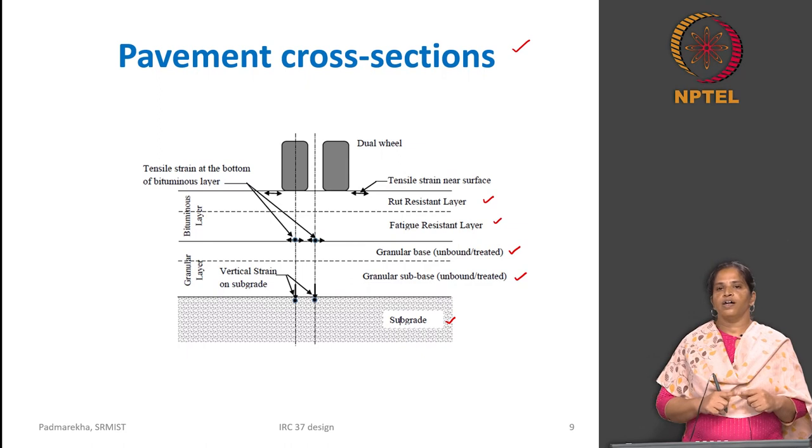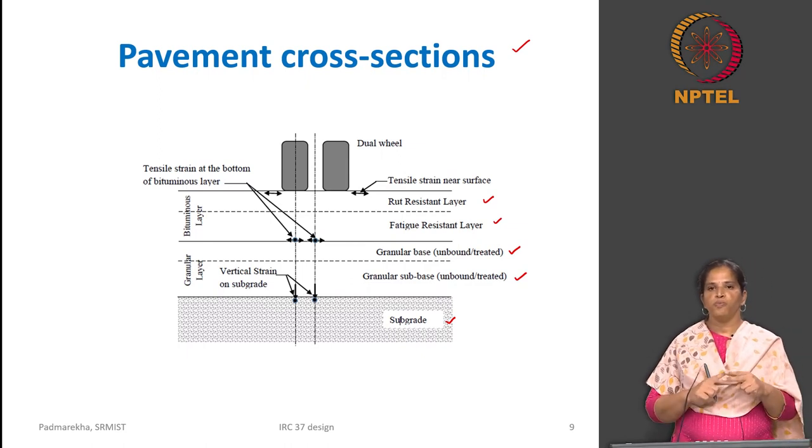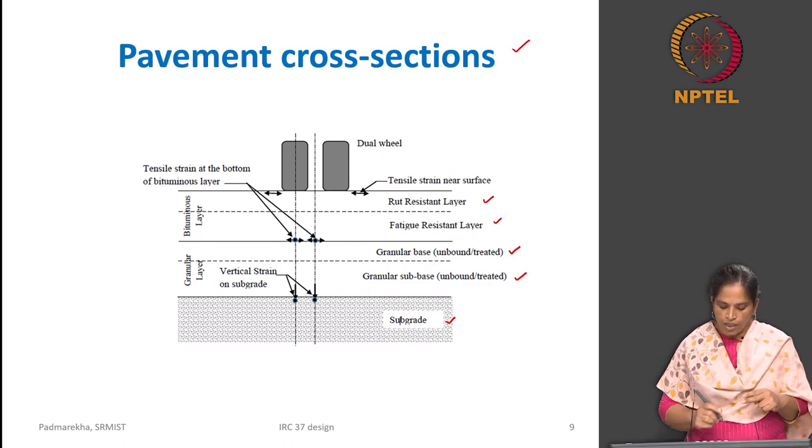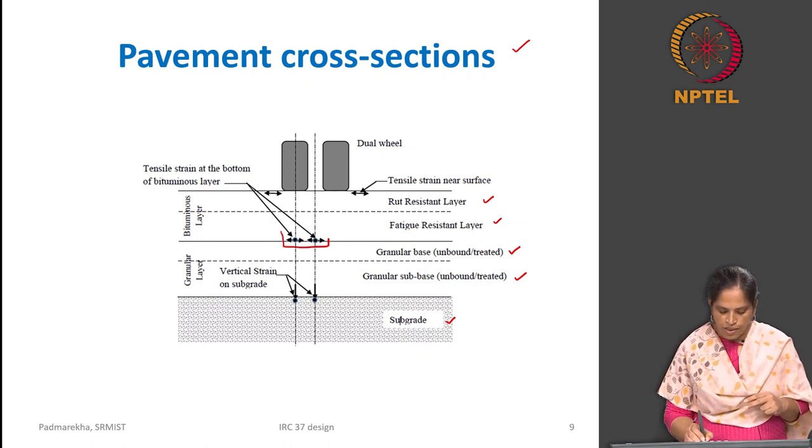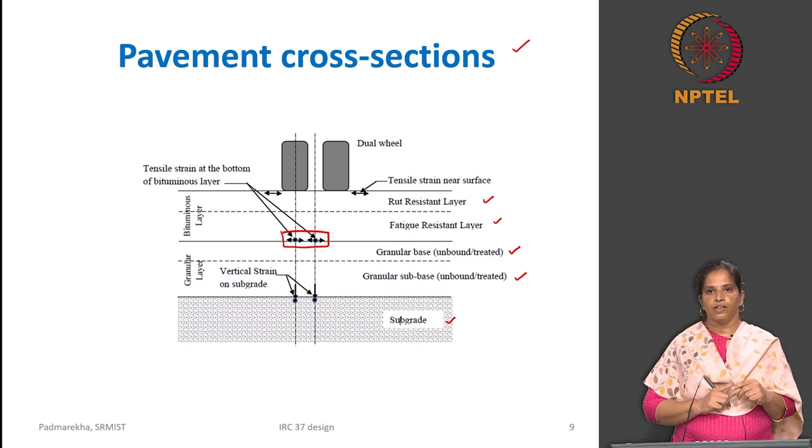If you provide this kind of combination, we need to perform 2 analyses here. One corresponds to the fatigue damage of the asphalt layer, and that is induced by tensile strain at the bottom of the asphalt layer.